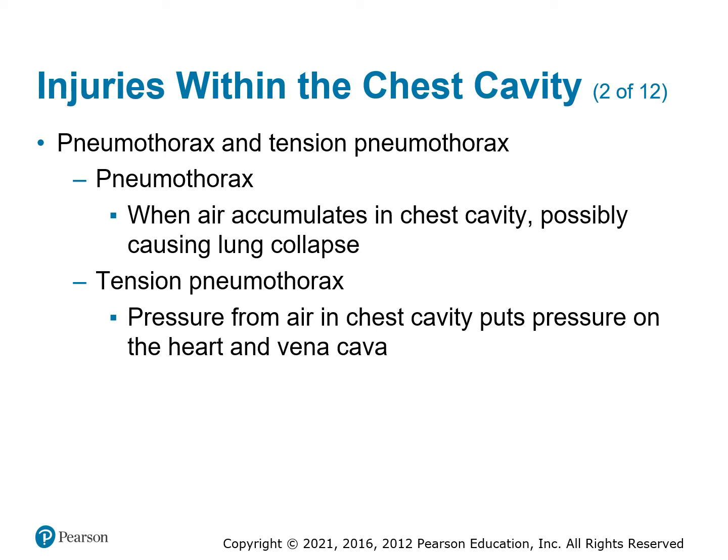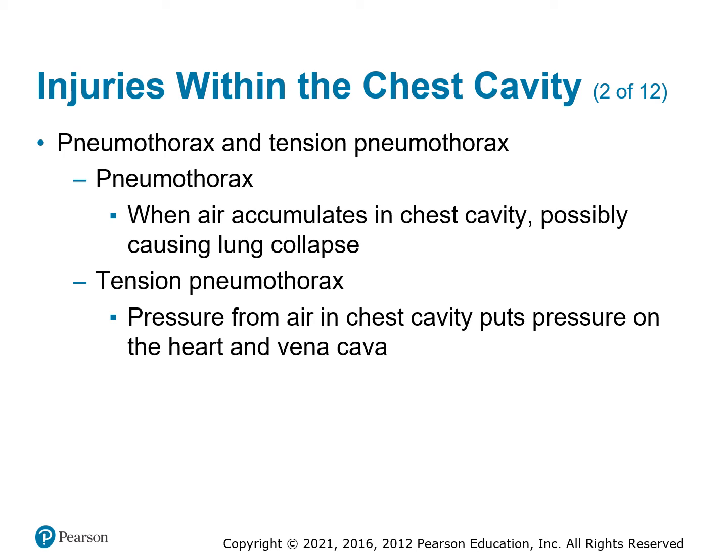The first two here is going to be the pneumothorax and the tension pneumothorax. So the pneumothorax is when air accumulates in the chest cavity through one of those potentially penetrating wounds. It can also be spontaneous pneumothorax, which can occur just naturally in people with frail lungs. But it's any air that gets into the chest cavity, whether it's internal or external, that causes that lung to collapse. So the air is going to build up.